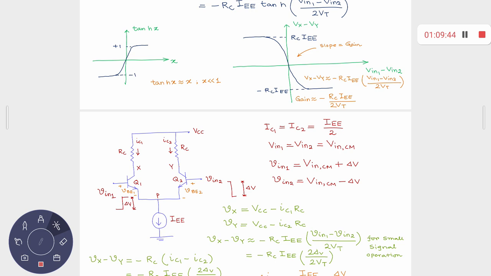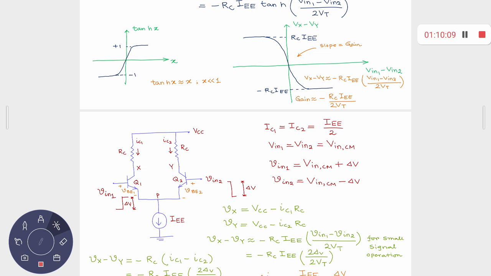It's not always sinusoidal; there might be some rectangular variation also. Plus delta V, minus delta V is possible. Equal and opposite excursion is the only thing you have to ensure. So V0 is equal to VCM plus delta V, V2 is equal to VCM minus delta V. Remember this delta V is small with respect to VT, so that the circuit remains in the linear region.